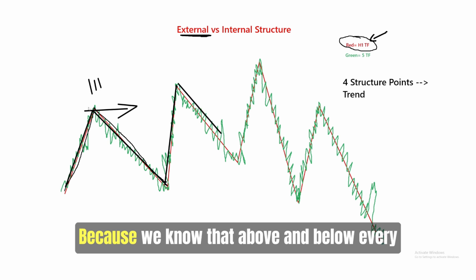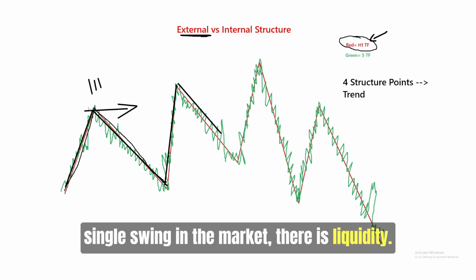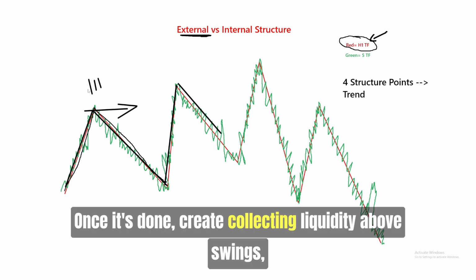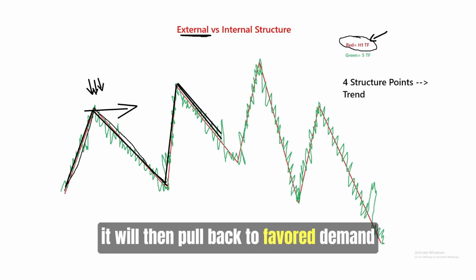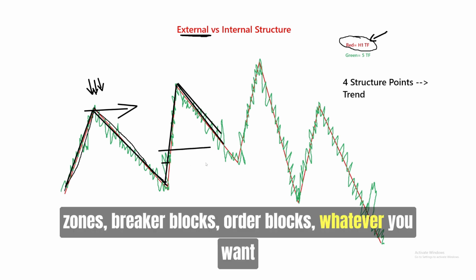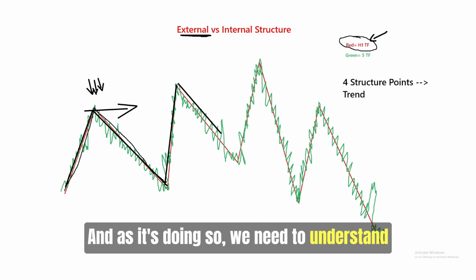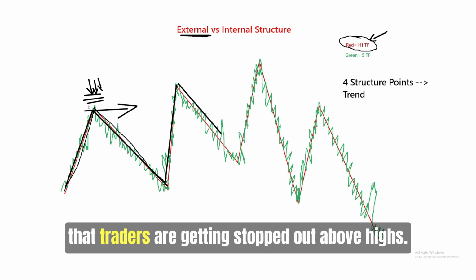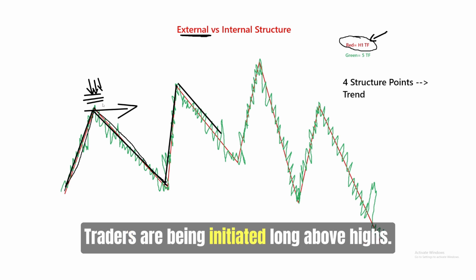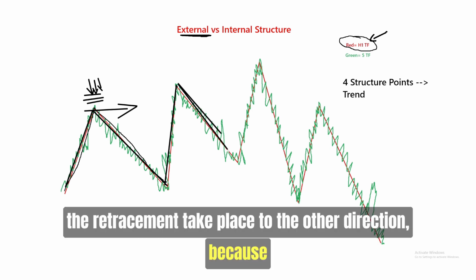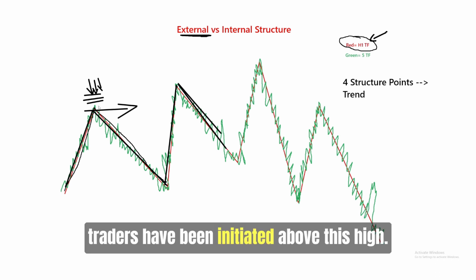Why? Because we know that above and below every single swing in the market, there is liquidity. And this is the process that the market repeats and repeats and repeats. Once it's done collecting liquidity above swings, it will then pull back to favored demand zones, breaker blocks, order blocks, whatever you want to call them, to then resume higher, right? And as it's doing so, we need to understand that traders are getting stopped out above highs. Traders are being initiated long above highs, and that is the exact reason why we see the retracement take place to the other direction, because traders have been initiated above this high.